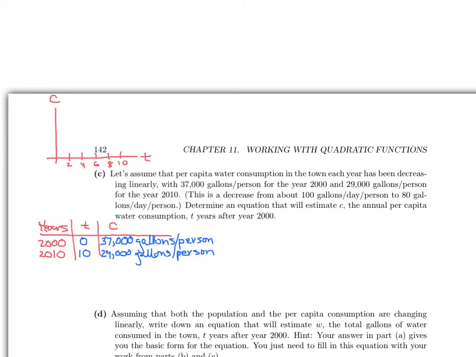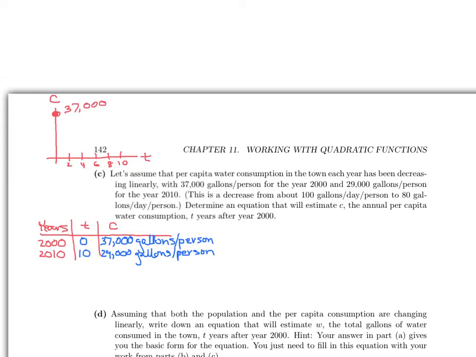And on our vertical axis, we need to mark a couple of values. Notice at T equals 0, the per capita consumption is 37,000 gallons. I'm going to mark 37,000 gallons right there.